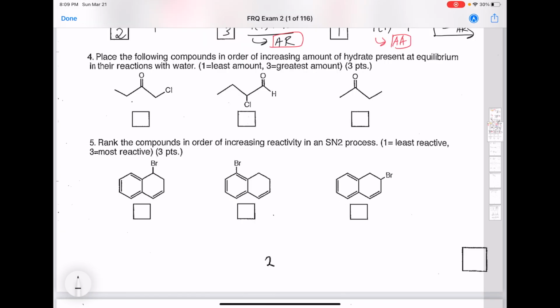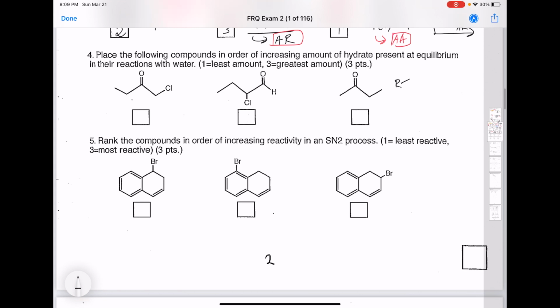For question 4, we are given a set of compounds. We're asked to rate them in order of increasing amount of hydrate that is present at equilibrium when they react with water. So what is the first thing we notice about all of these compounds? They are all either ketones or aldehydes. And so when ketones or aldehydes react with water, so I'm just going to show this as a general example, we get a hydrate group.